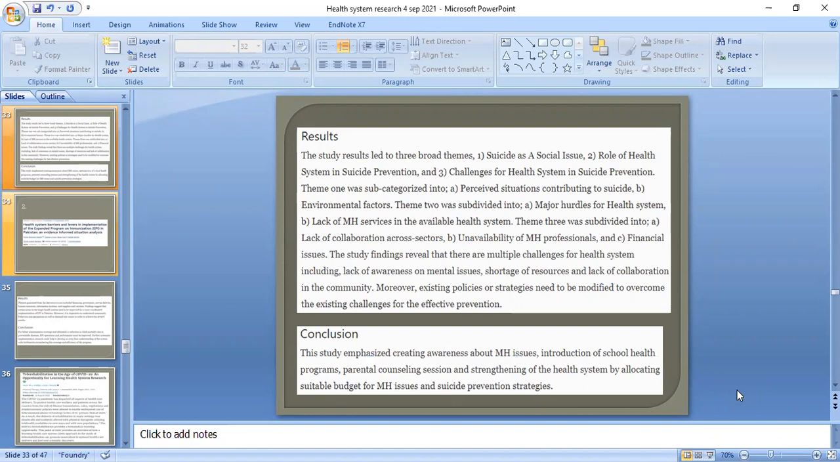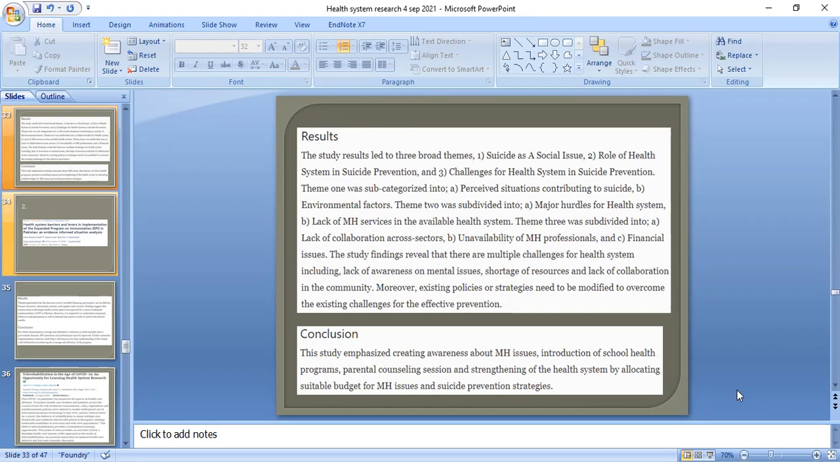Theme 1 was subcategorized into perceived situations contributing to suicide and environmental factors. Theme 2 was subdivided into major burdens for the health system and lack of mental health services in the available health system. Theme 3 was subdivided into lack of collaboration across sectors, unavailability of mental health professionals, and financial issues.